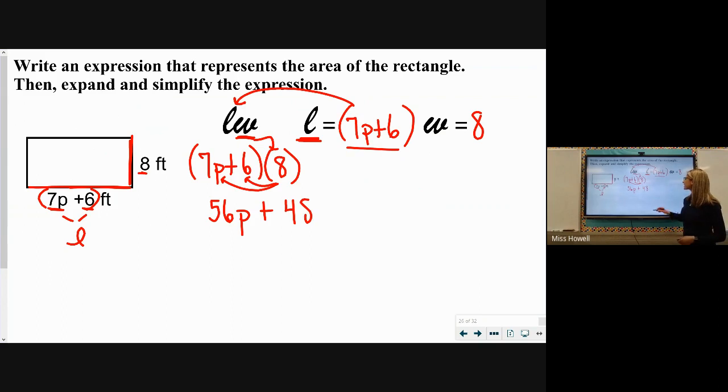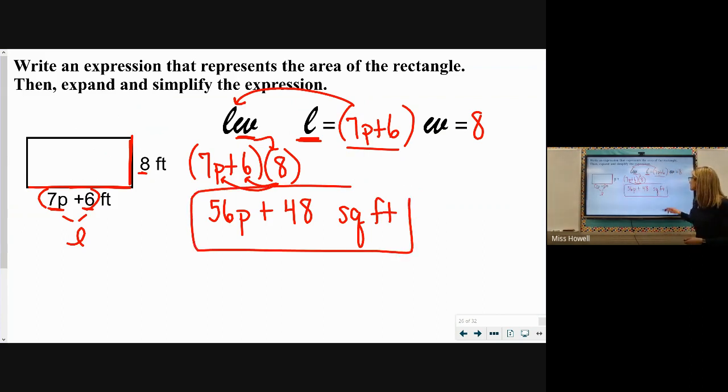And it's an area, so we should have square labels in this case of square feet. All right, we're not going to get an exact number because we don't know what variable p is. We're just writing an expression to represent the total area or space on the inside, so be careful. All right, 56p plus 48 square feet would represent how many little square pieces on the inside of that rectangle.